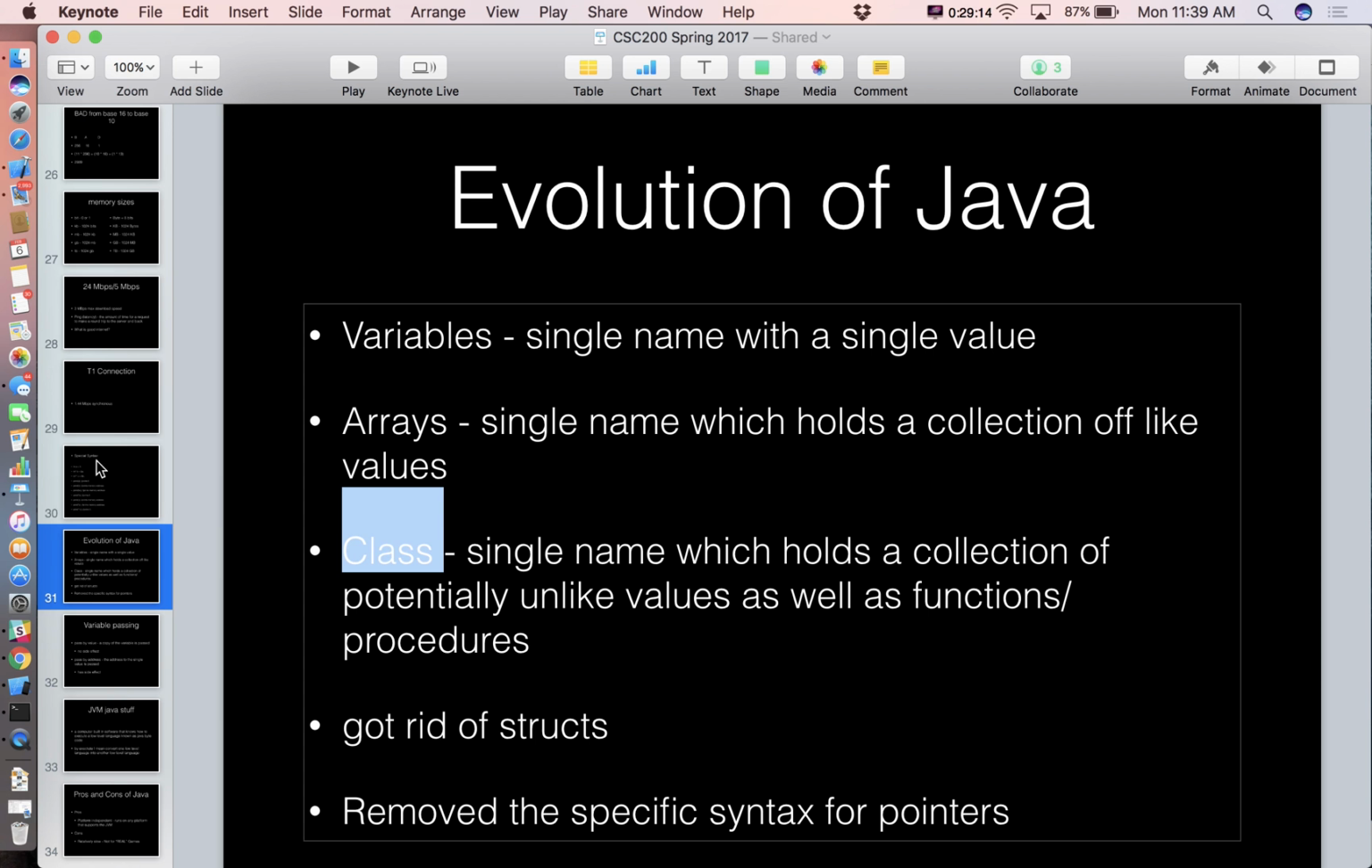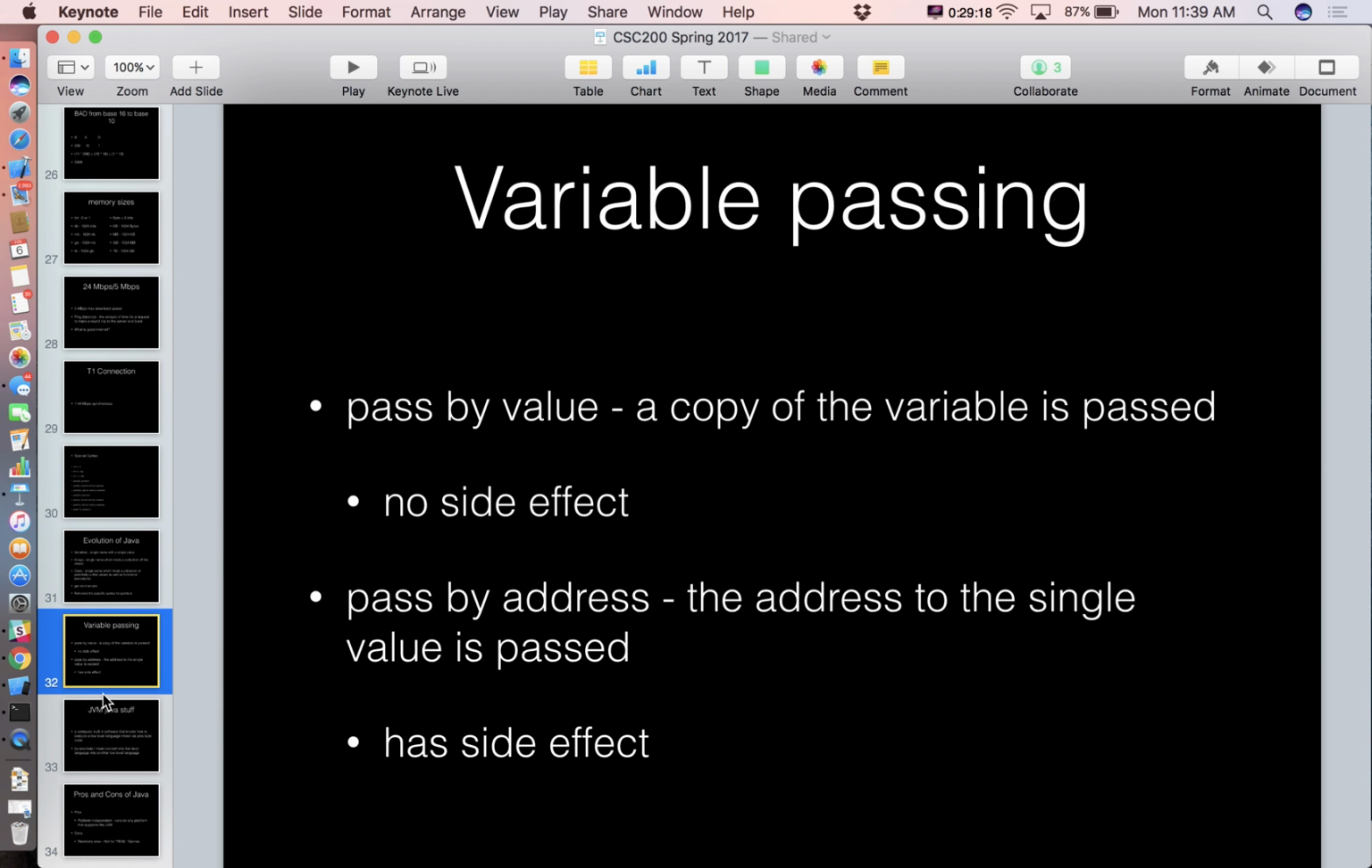But we did talk about pass by value and pass by address, I think. Isn't that in here somewhere? Yeah, variable passing. All right, so pass by value, when we hand somebody the house, okay, this is a copy of the thing. So if I hand you a copy of my house and you paint the garage, my garage back home is not affected.